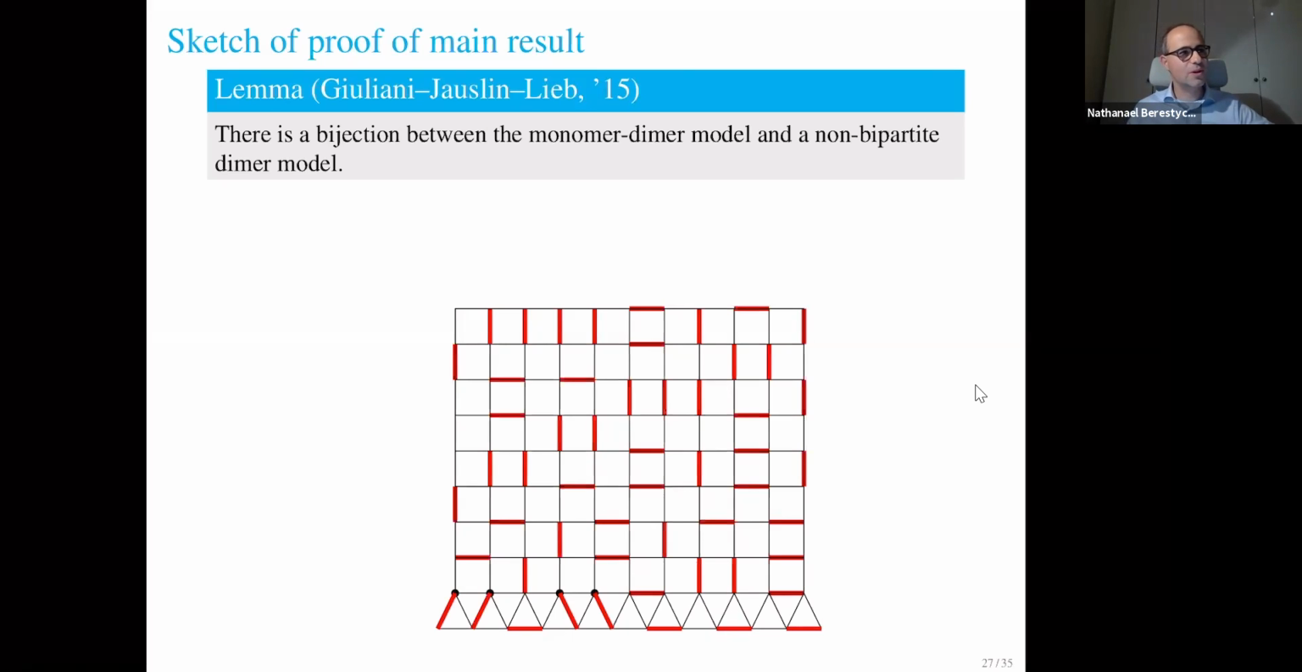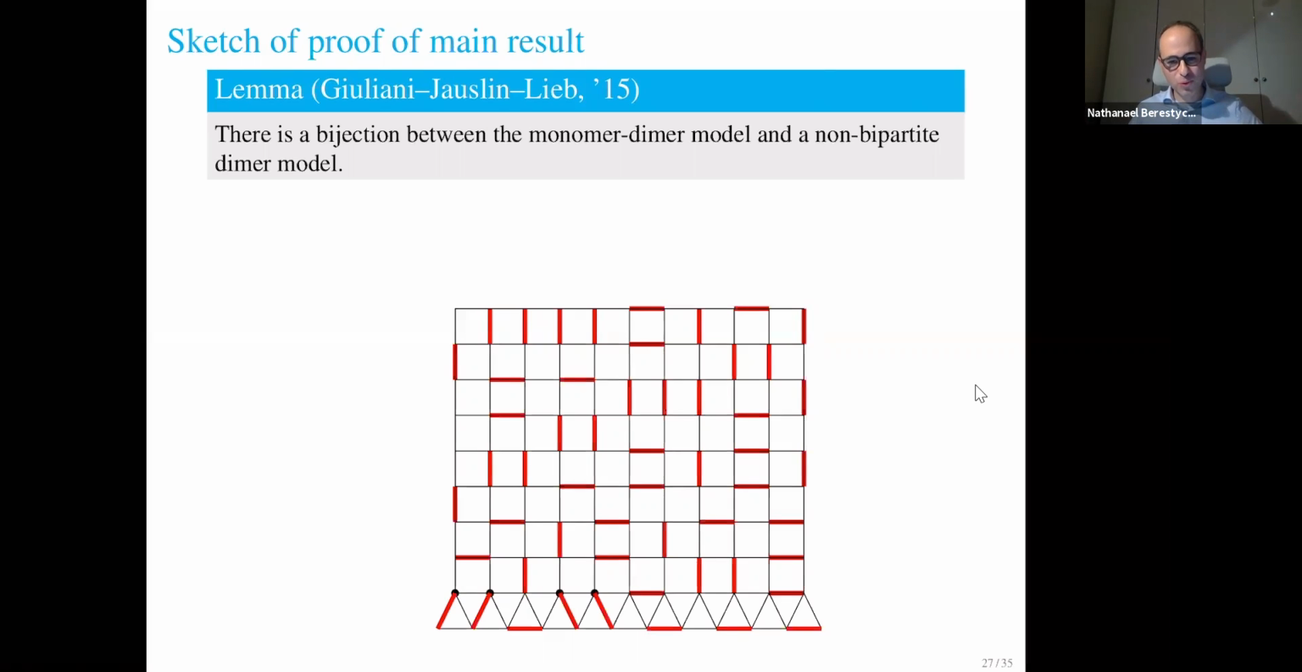Actually, something quite amusing about this bijection is that the authors state in their paper that this bijection was suggested to them by the referee. So in the end, we don't know who is the author of this very nice bijection.